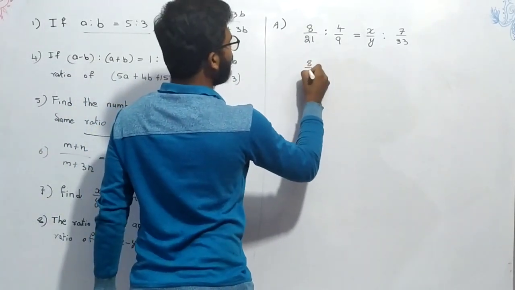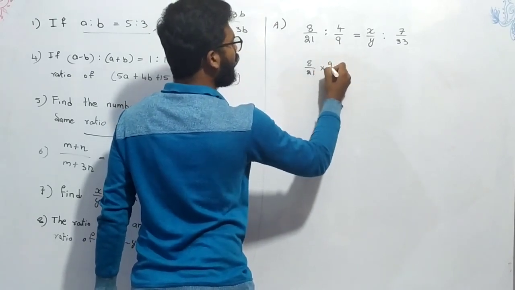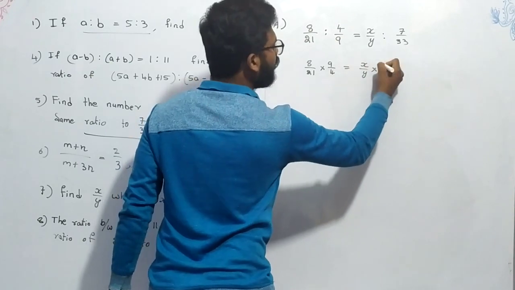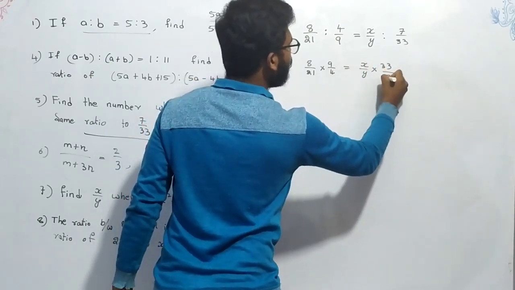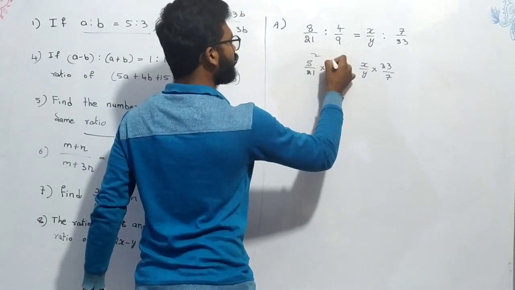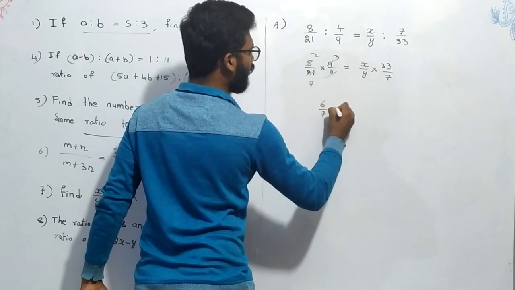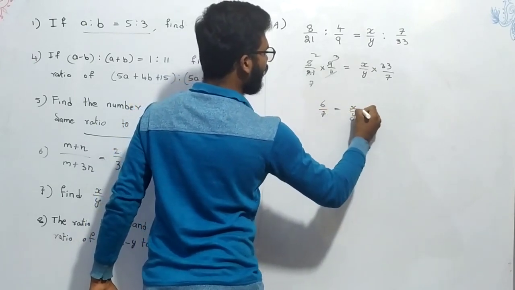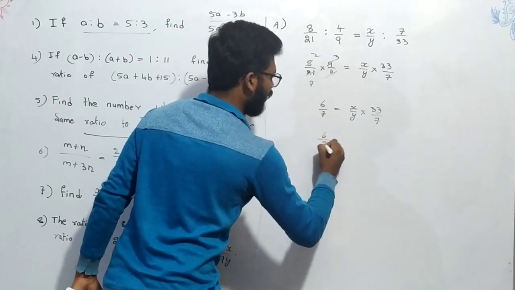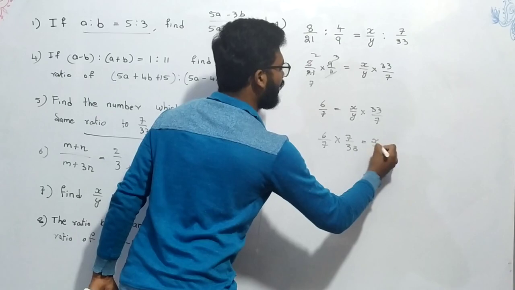So if I write like this, x by 8 by 29 by 4 by 9, so you can write it as 9 by 4 equal to x by y into 33 by 7. So 4 ones, 4 twos, 3 threes, 3 7. You will get 6 by 7 equal to x by y into 33 by 7. Again, 6 by 7 into 7 by 33 is equal to x by y.